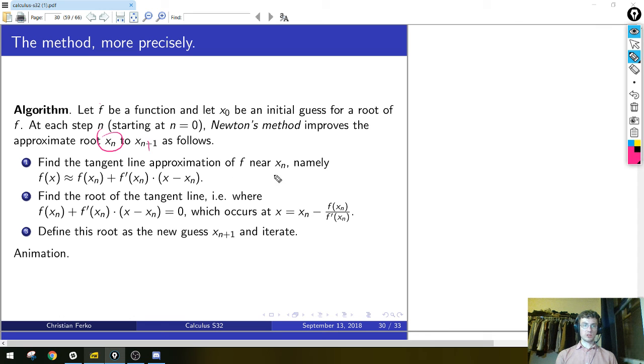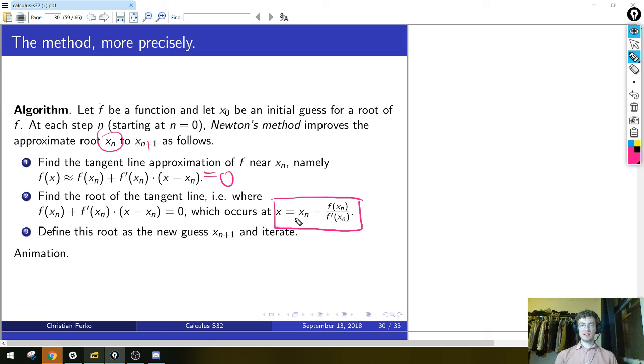First, you approximate f near the estimate x sub n using a tangent line approximation. So you told me that a moment ago I should write f of x is approximately f of x sub n plus the derivative f prime of x sub n times x minus x sub n. Then you set this whole thing equal to 0 and solve for the place where that thing vanishes, right? So you solve for x, where this thing equals 0, and as you did a moment ago, you get x equals x sub n minus f of x sub n over f prime of x sub n.